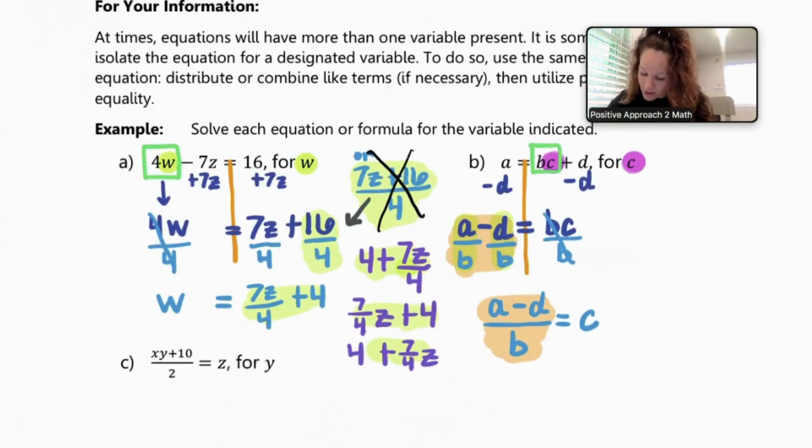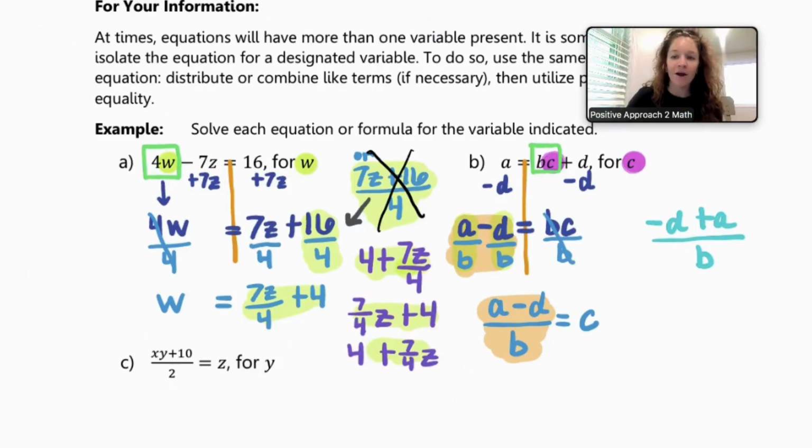The other thing, if you did A minus D and you wrote negative D plus A and you had that D term first all over B, that would be acceptable as well, but I'm hoping you didn't or wouldn't think to do that. Just keep it A minus D. Okay? All right.